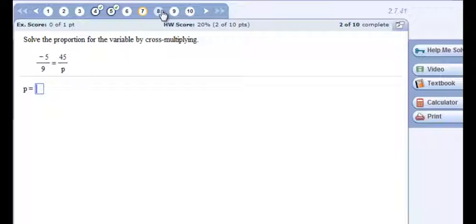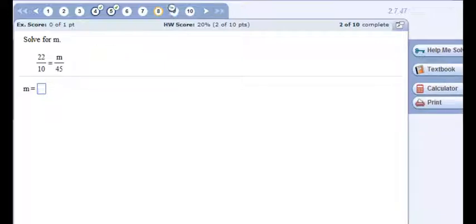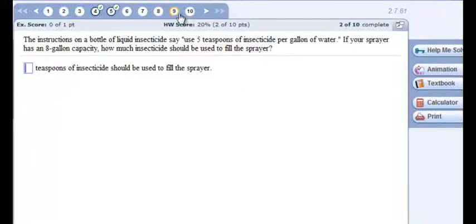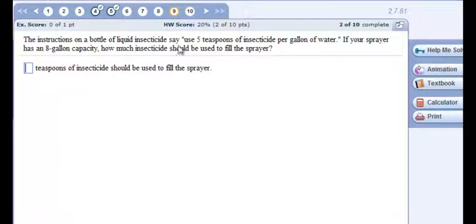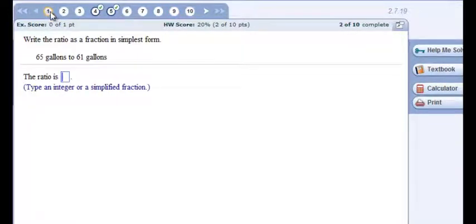I think all the rest of these are cross multiplying. But let's look. Oh, there's insecticide and pesos. So I just worked these problems out exactly, just with slightly different numbers. So you can do your peso problem and you can do your insecticide problem. And here's more of these gallon ones.